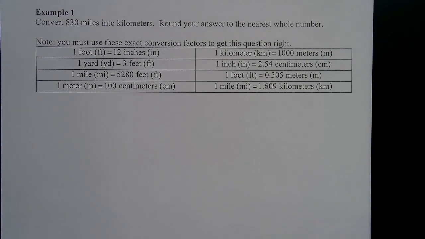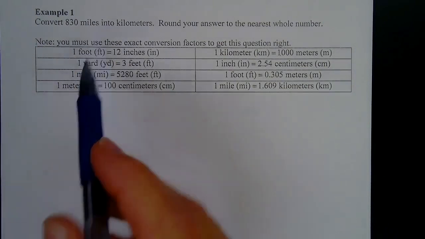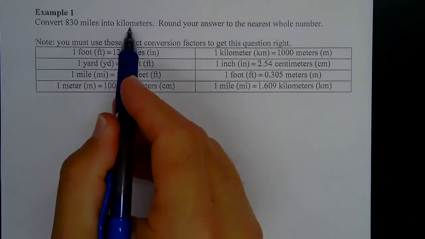So on this, what we want to do is convert, for example, 830 miles into kilometers. And we want to round our answer to the nearest whole number, okay? And we need to use these. It's what Delta Math is going to look like too, when you do these problems. So we're going to start with the 830 miles. What we want at the end is kilometers, okay?